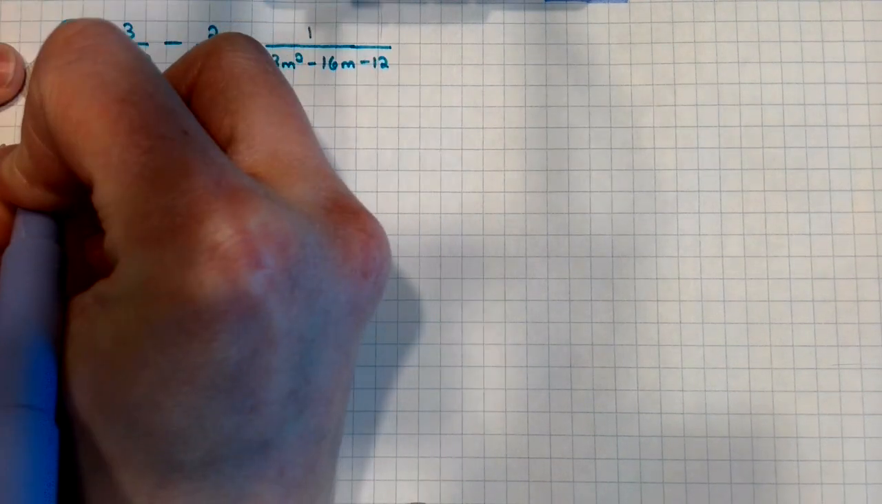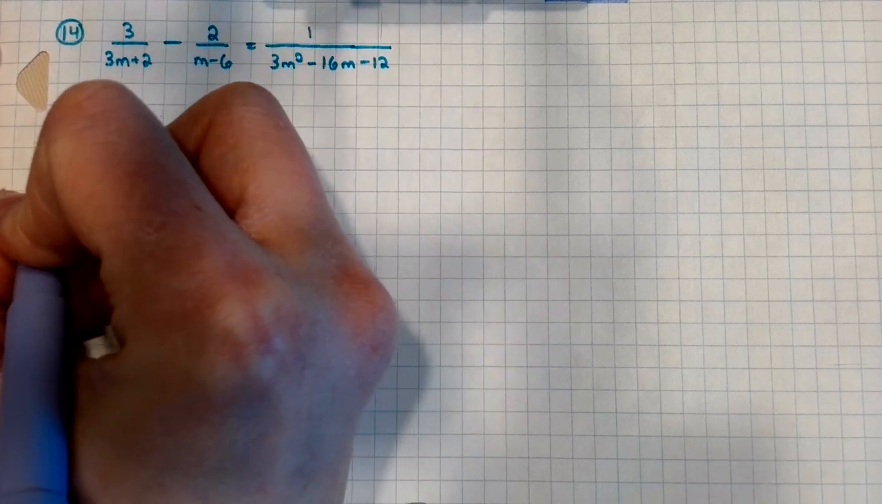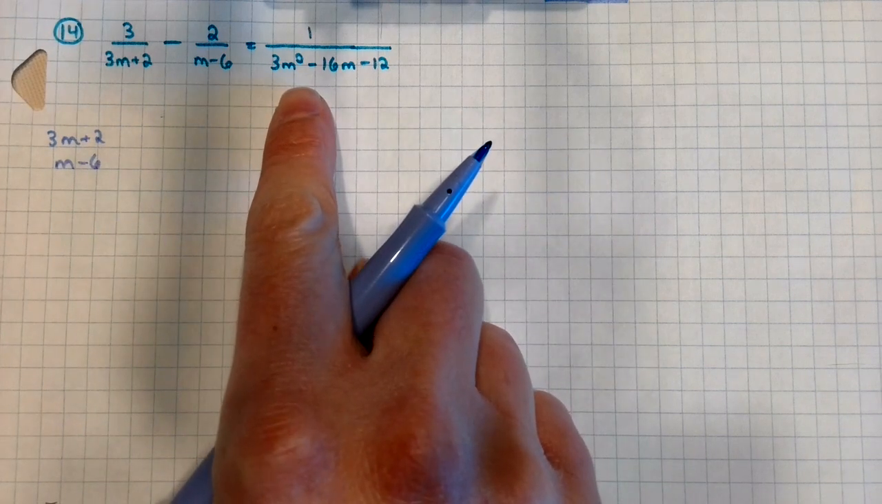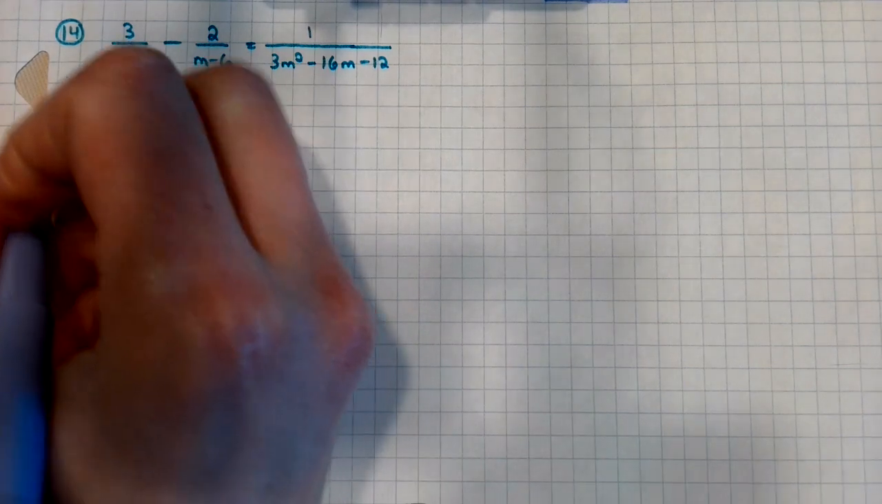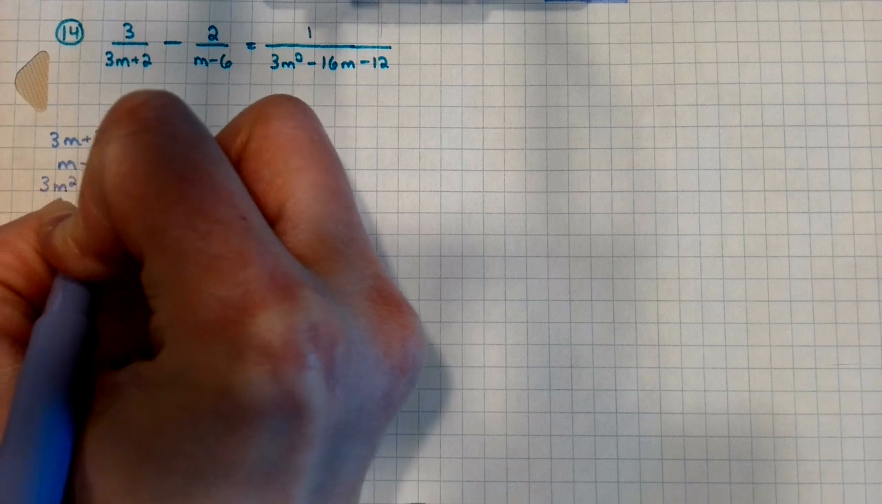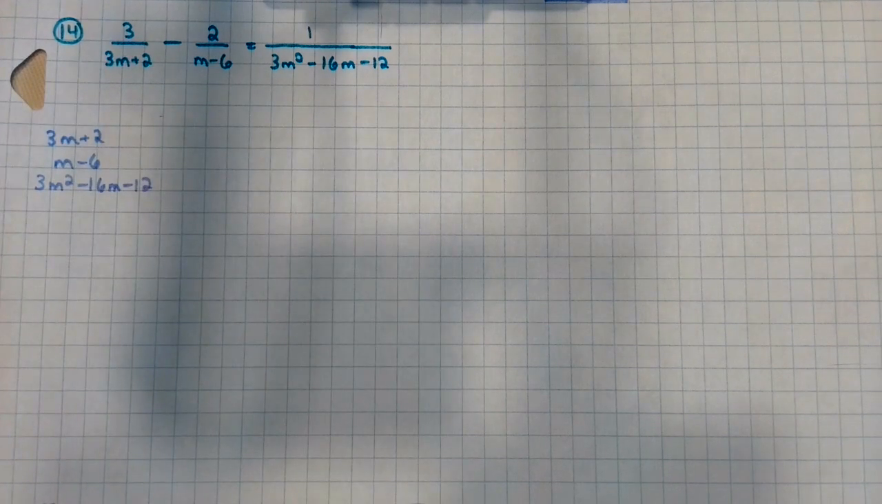Now, the 3m plus 2 is its own factor. So 3m plus 2 is one factor, m minus 6 is its own factor. And now this 3m squared minus 16m minus 12, we have to figure out, is that just one factor or can it be factored into smaller expressions in the hopes of which this 3m plus 2 and this m minus 6 would be a part of it. So 3m squared minus 16m minus 12.